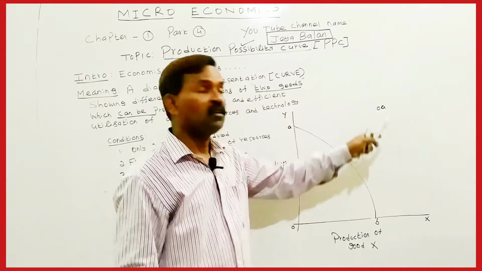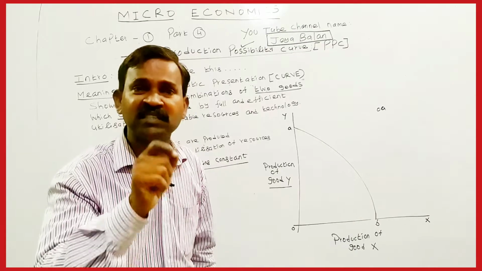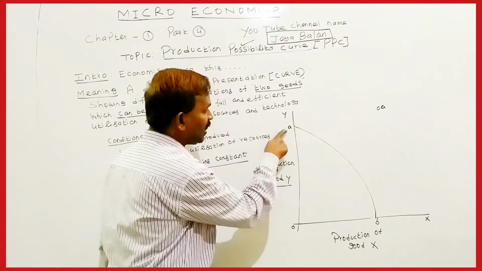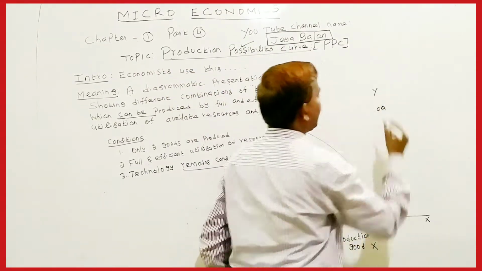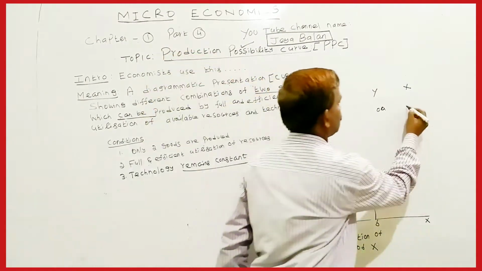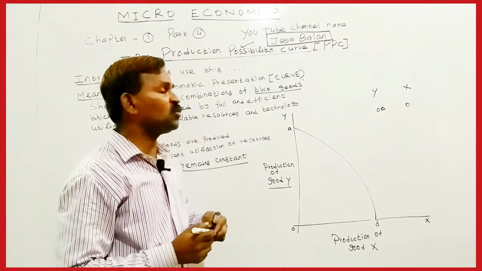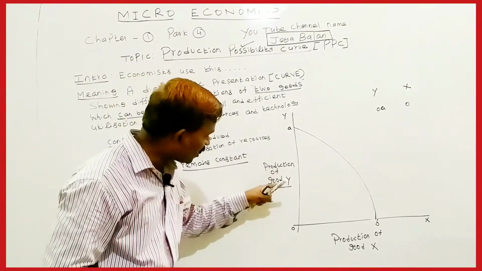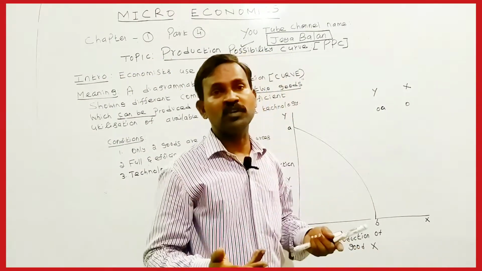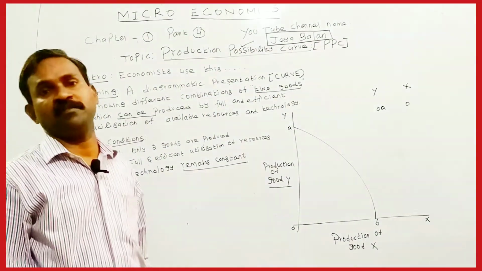So it shows that if the economy uses all the available resources only in the production of good Y, the production of good Y is OA. OA is the quantity of Y. And in that case, how many units of good X can be produced? 0. Why 0? I told you, if all the available resources are used in the production of only good Y, this is the combination of two goods that can be produced with the available resources and technology.